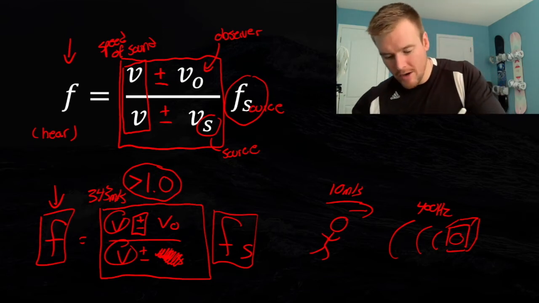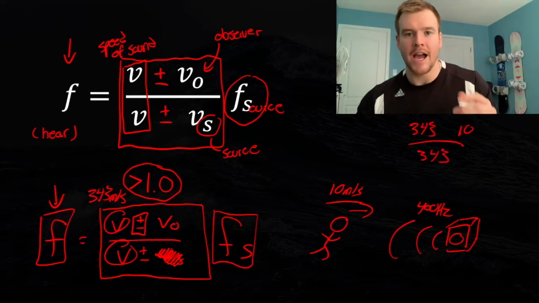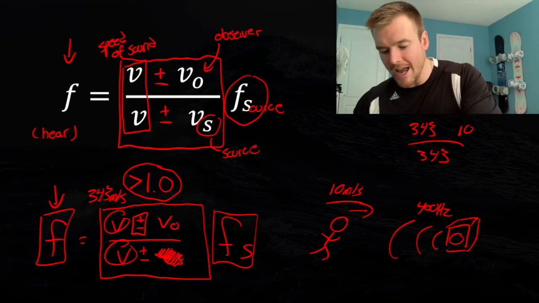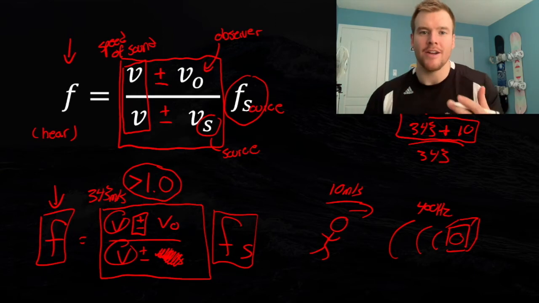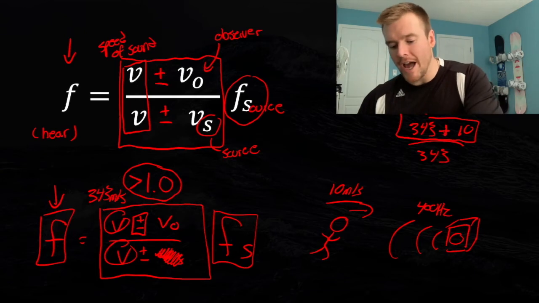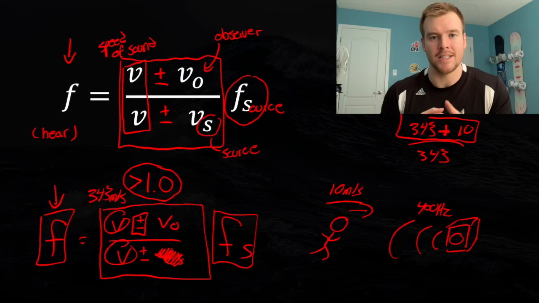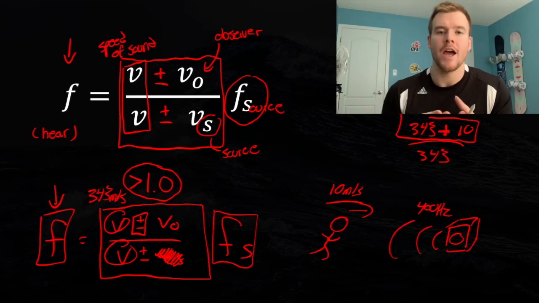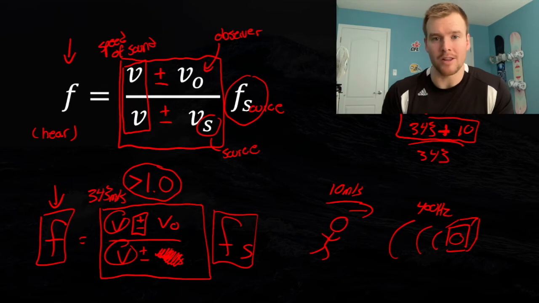Well, I'm just going to write over here, we have 343 plus 10 over 343. How I make this number greater than 1 is I have to add 10 to make the top number bigger. If I subtracted that 10, the top number would be lower and our ratio would be less than 1. So we need to know we're going to have to add 10 in that case. I know that takes a lot of thinking, but start with, is this going to be a higher or lower frequency? And would adding or subtracting make that number greater than 1 or less than 1?